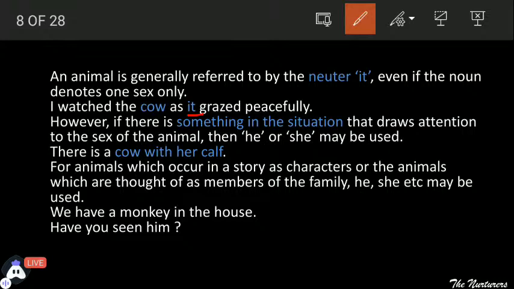कुछ परफेक्टली आपको मेंशन नहीं करा गया है कि हम मेल काउ के बारे में बात कर रहे हैं या फिर फीमेल काउ के बारे में बात कर रहे हैं. इफ वी आर टॉकिंग अबाउट इन जनरल, we will term it as it. So I watched the cow as it grazed peacefully. Now, however, if there is something in the situation that draws attention to the sex of the animal, then he or she may be used.